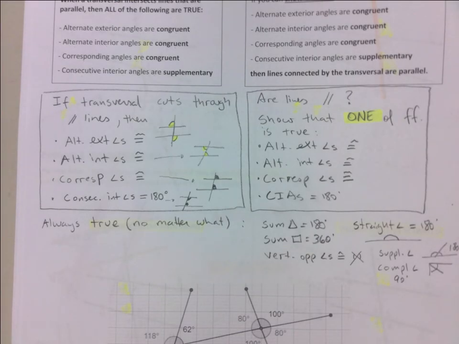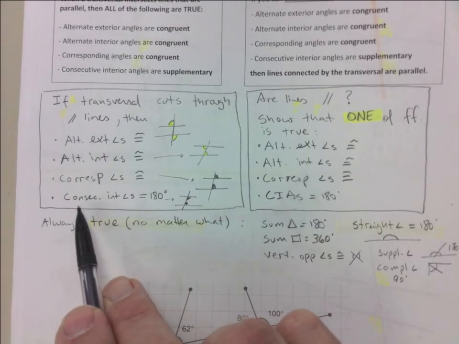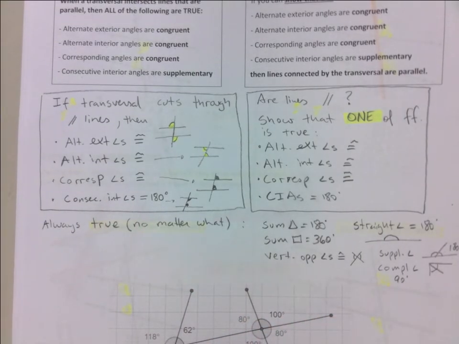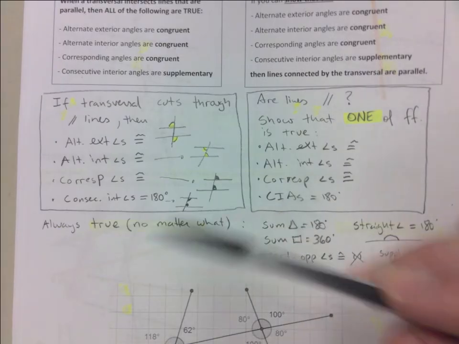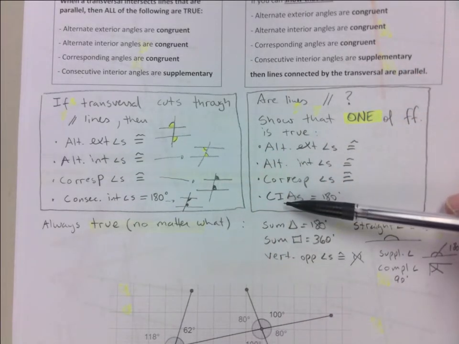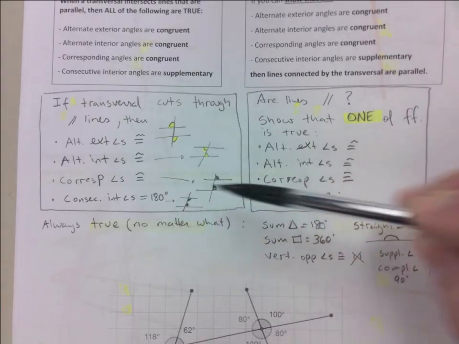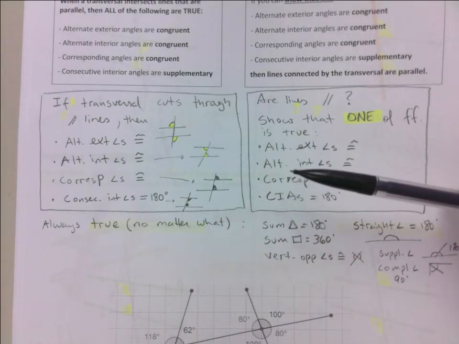What CIA? CIAs? Yeah, these are CIAs. Consecutive interior angles. That's what CIA is. So these four are exactly the same, except where we're doing different things.